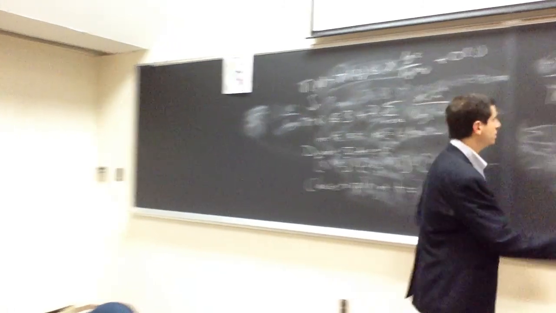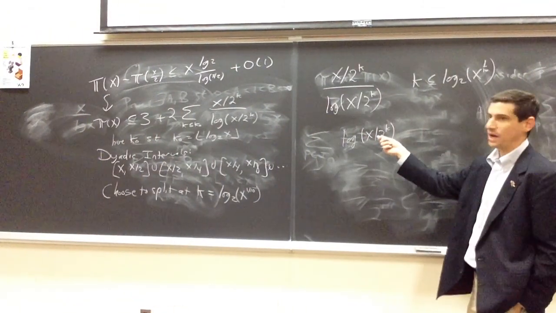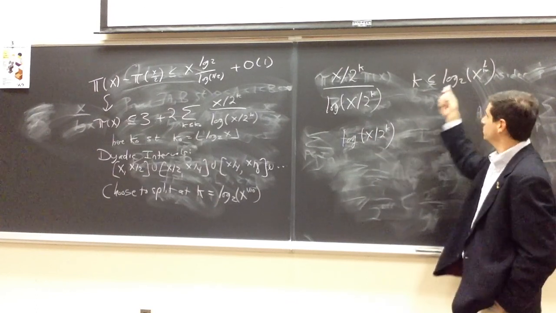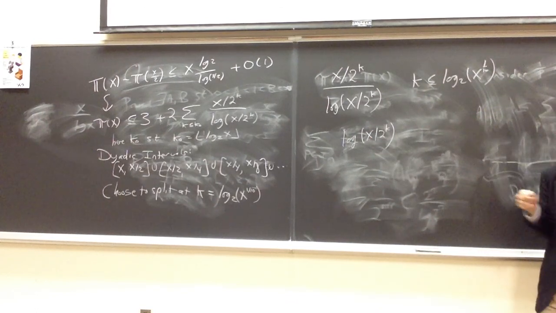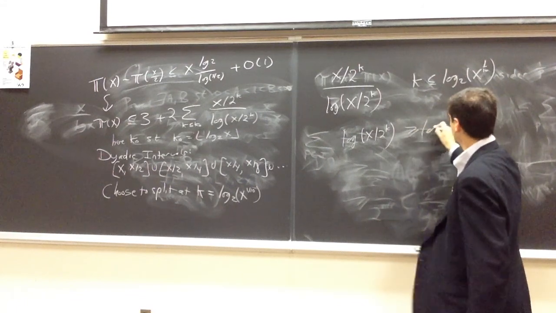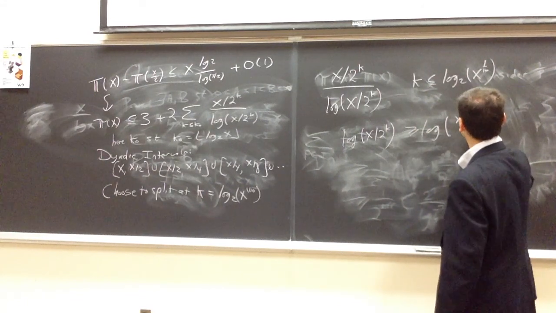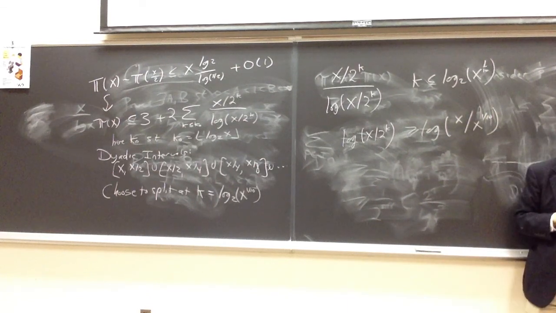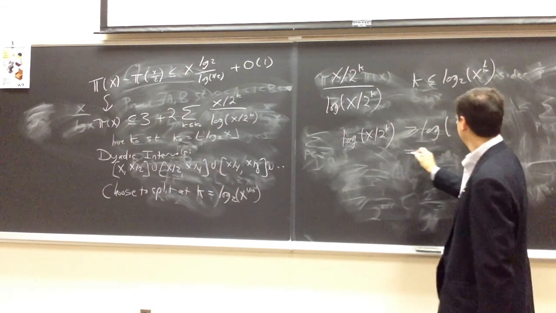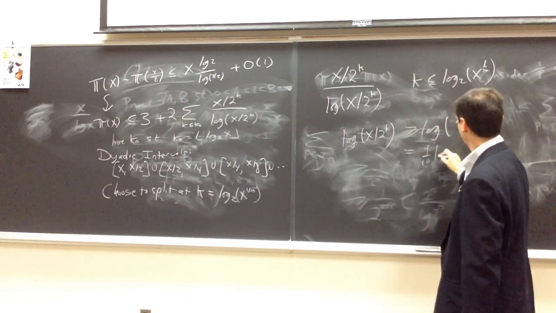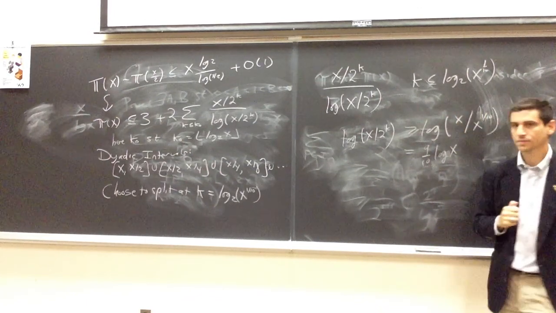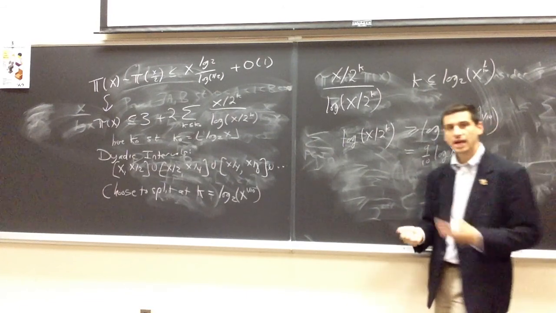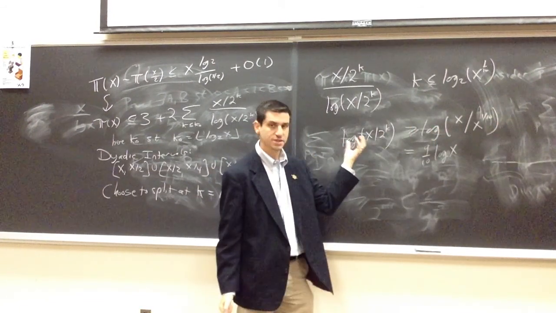So let's see what we can say about this. Well, if I want a lower bound for this, the lower bound is when k is as large as possible. And that's going to be greater than or equal to the log of x divided by x to the 1/10. What's x divided by x to the 1/10? x to the 9/10. This is 9/10 log of x. The important thing to note is we really haven't seen that much change in terms of the size of this term.